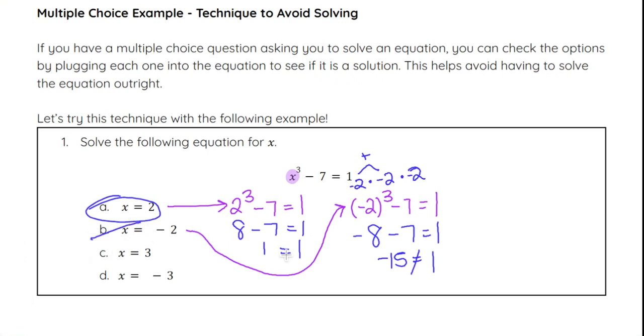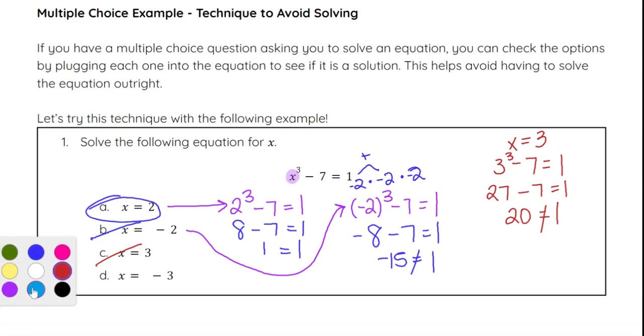Then we can go ahead and try x equals 3. So we do 3 to the 3rd power minus 7 equals 1. 3 to the 3rd power is 27, minus 7. 27 minus 7 is 20. And 20 equals 1 is not a true statement either. So we can cross that out. That is not a correct answer to that problem, or correct solution to that equation.